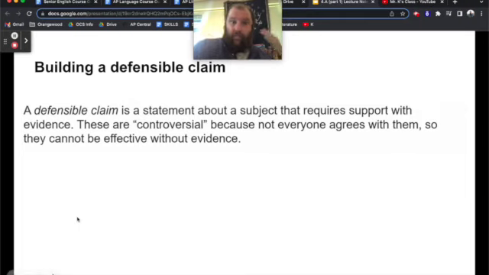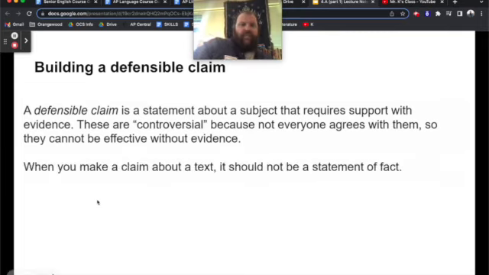Whatever. Right? Two people read the same thing and come to two different conclusions. That's what we mean by controversial. That there's disagreement, possible disagreement, and that means that you have to offer evidence. You have to, right? So when you make a claim about a text, it should not be a statement of fact, right?